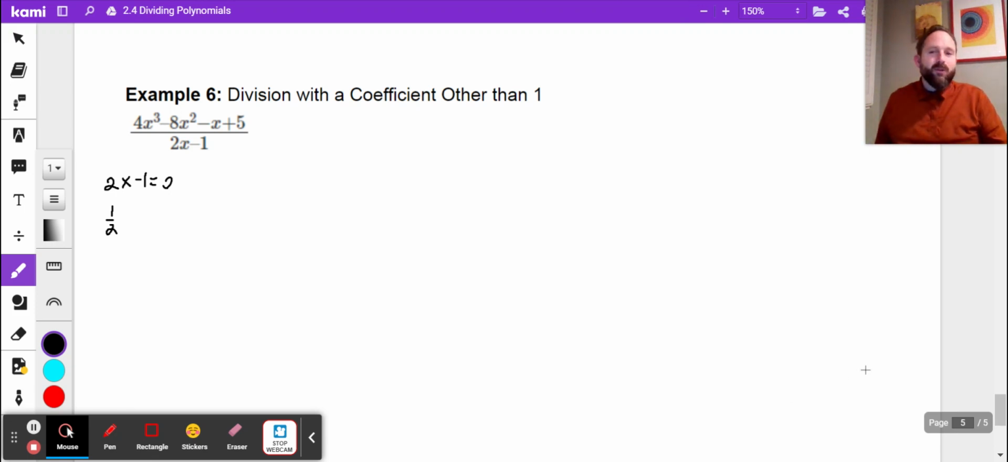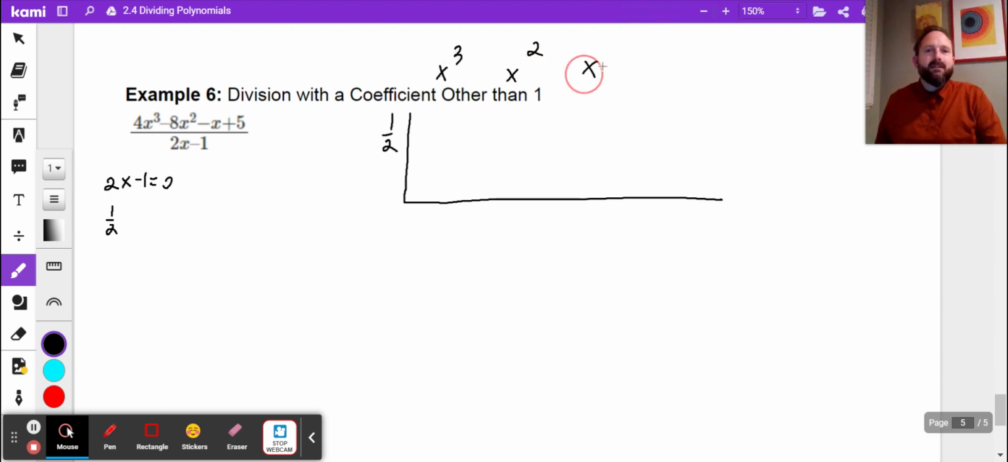Now all I have to do is figure out what I need to do. So I'm going to put my 1/2 right here, and I'm going to write out the dividend. I have x cubed, x squared, x, and hopefully my constant right there. So I know I have a 4, I have a negative 8, a negative 1, because it's implied 1, and I have a 5 right here.